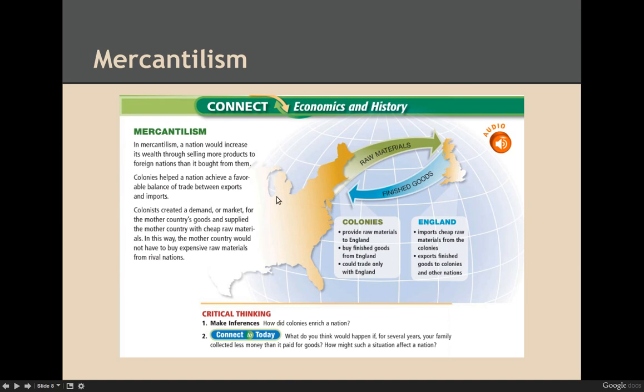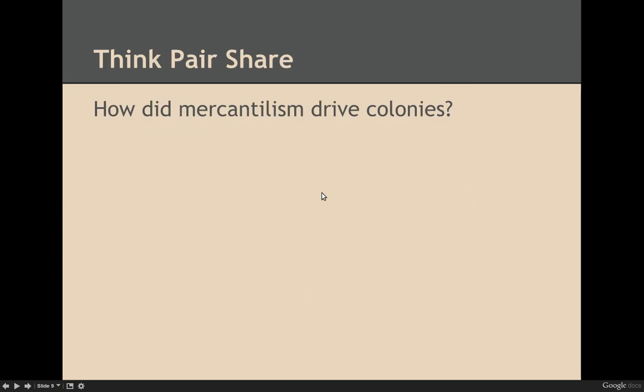And at the expense of the colonies, they didn't really have much autonomy in this process. They couldn't, for example, create the goods themselves, or find anyone else to sell to for a better price. They were kind of tied to the mother country. So it wasn't a really good deal.